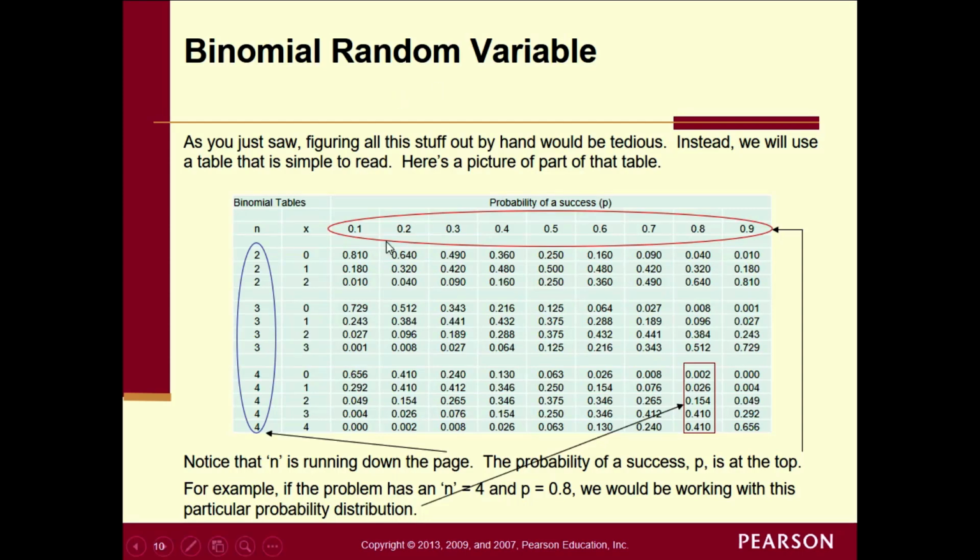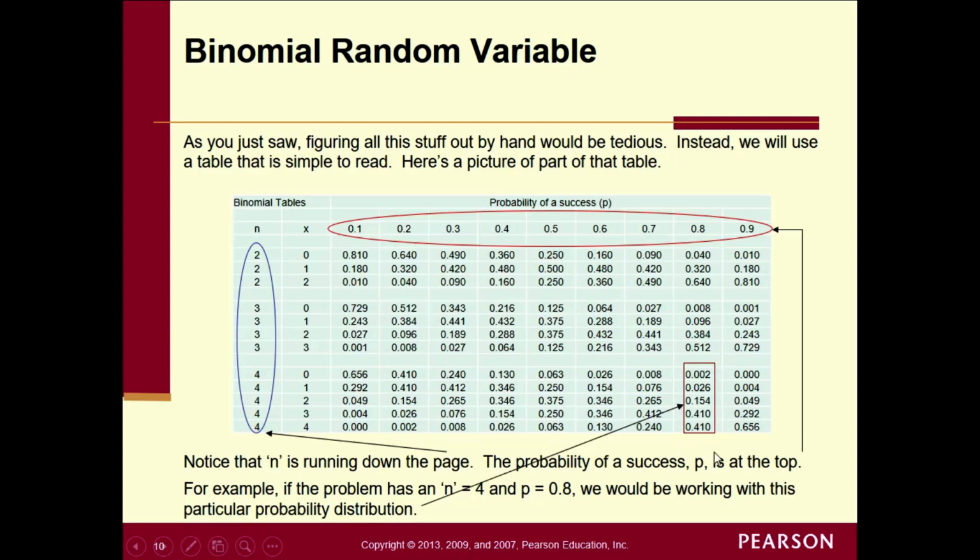At the top of the page, you'll see things like 0.1, 0.2, 0.3, all the way up to 0.9. What is that? That's the probability of success, p. So let's say that we had n of 4. Then we know that we're in this group of numbers. If the probability of success is equal to 0.8, that means we're working with this set of numbers. And what exactly is this?